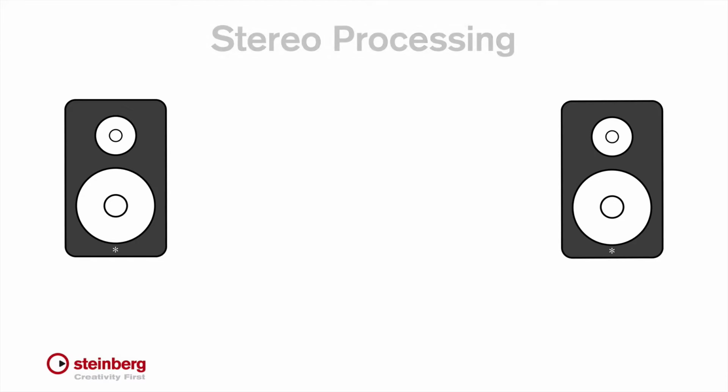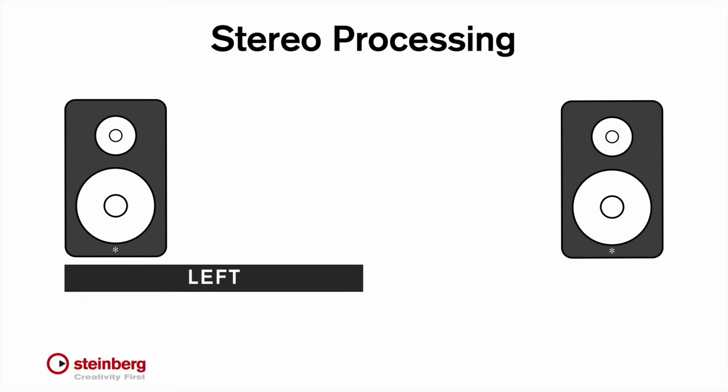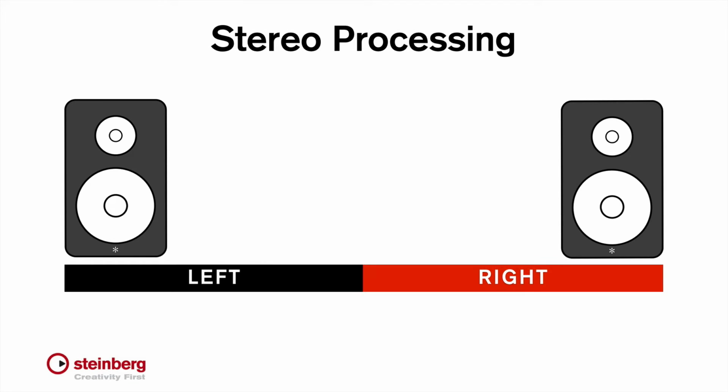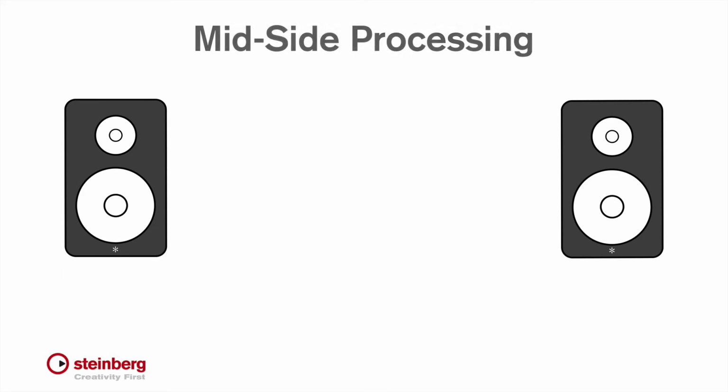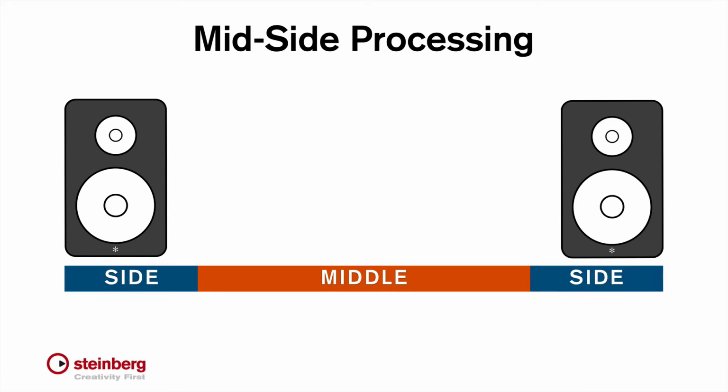A traditional stereo signal is divided into left and right channels. And although these can be processed separately, the most common application is simply panning to create your stereo sound field. By comparison, mid-side processing also divides a stereo signal into two discrete channels. But instead of a left and right, you now have independent access to the middle signal and to the side signals.